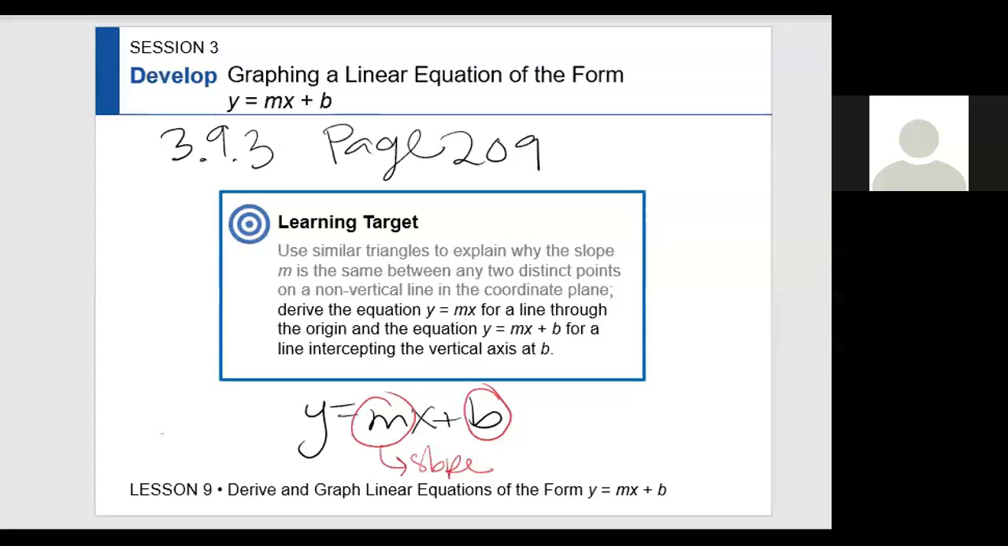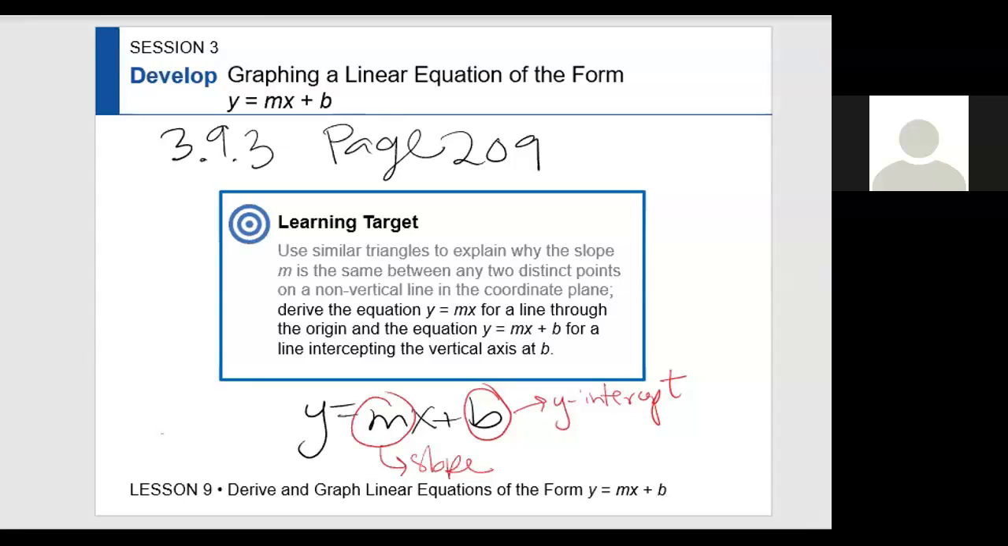The b of that equation is the y-intercept. Ooh, what was that, Jabulani? The y-intercept. What does that mean? What's a y-intercept? Jabulani, what's a y-intercept?